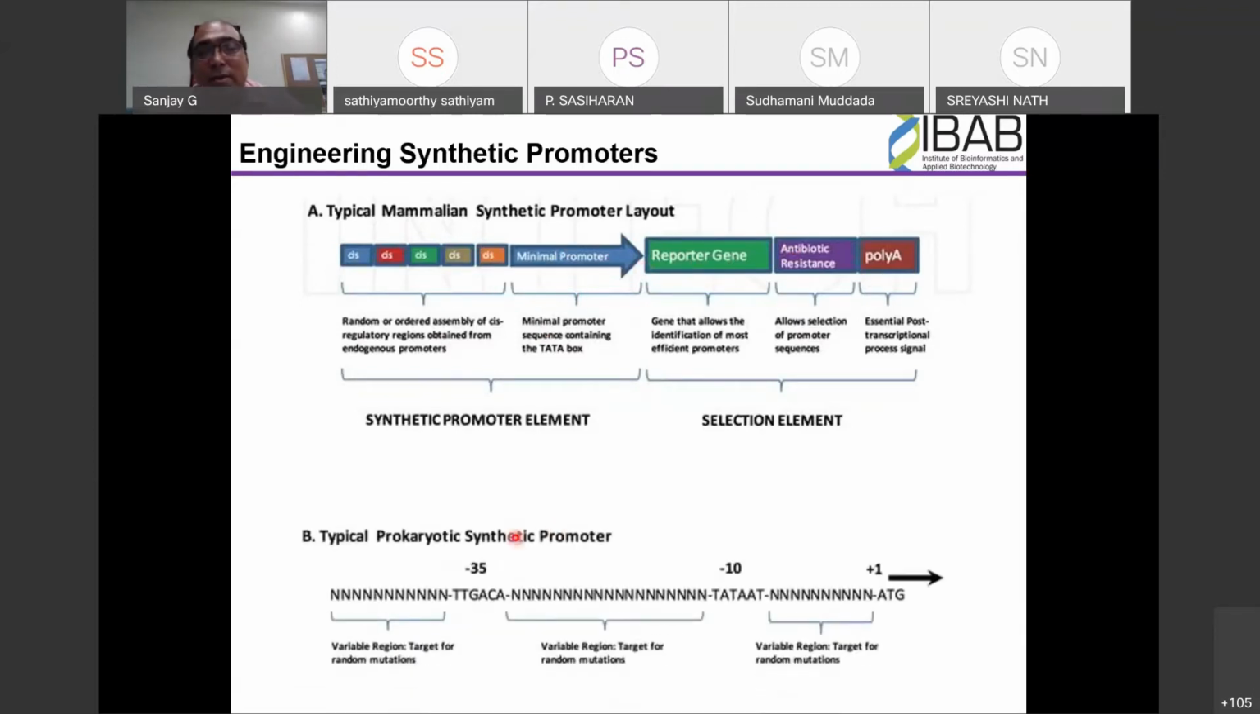In terms of a prokaryotic synthetic promoter, it is quite easy. It's easier. We don't need all of that. We just need to know that we have a TATA box, we have a -35 element, and these lengths, these distances are important, but the sequence may not be, and that can be changed and made completely synthetic. Now, how to do that?